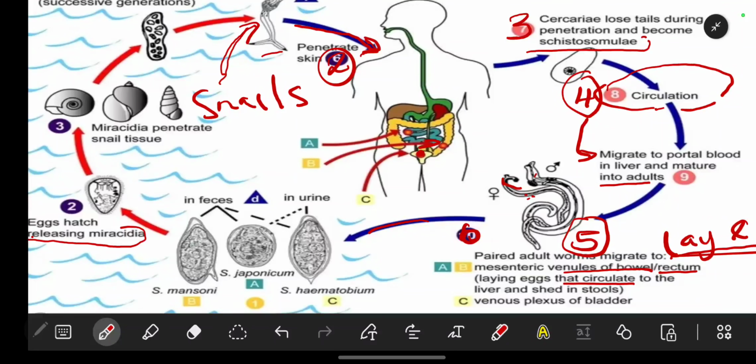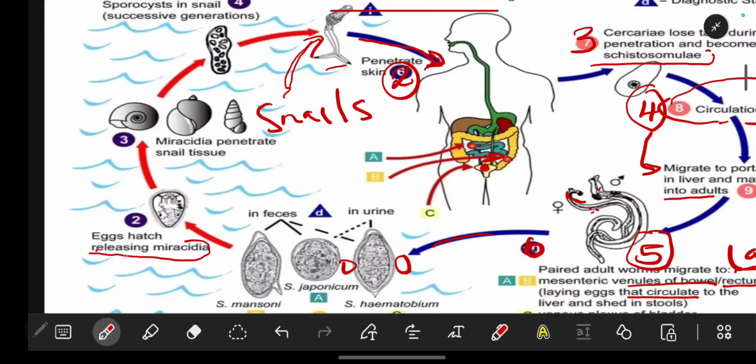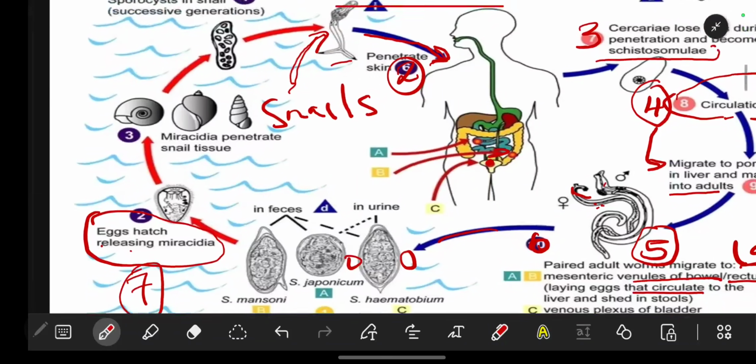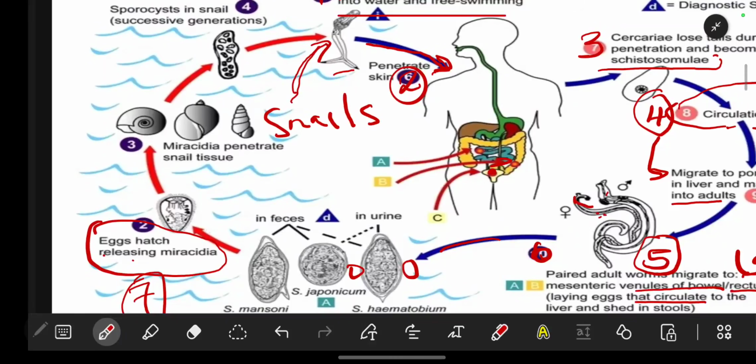Then the next stage is that those eggs that were laid will be able to hatch. When they hatch, they are going to release what we call miracidia. So miracidia will be the next thing. They hatch, releasing miracidia. That's your number 7. They're releasing miracidia like that. Then they will be able to penetrate the snail again.